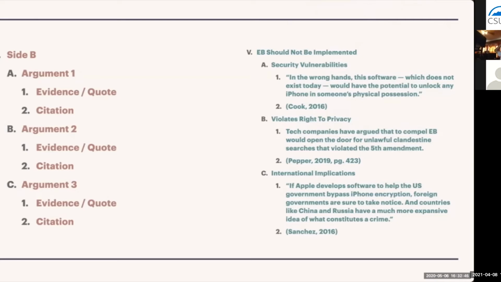You notice, hence the no page number on the citation, implying that it's a newspaper citation. And then we have, for instance, violations of the rights of privacy and international implications. And then we have another quote here from Sanchez. If Apple develops software to help the US government bypass iPhone encryption, foreign governments are sure to take notice, and countries like China and Russia have a much more expansive idea of what constitutes a crime.